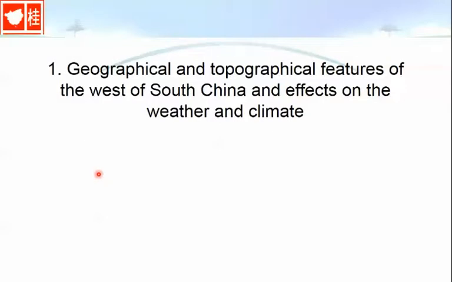As we all know, meteorological elements can be affected by geography and terrain. So we need to know about the geography and topography of Guangxi. The first part is geographical and topographical features of the west of South China and the effects on the weather and climate.